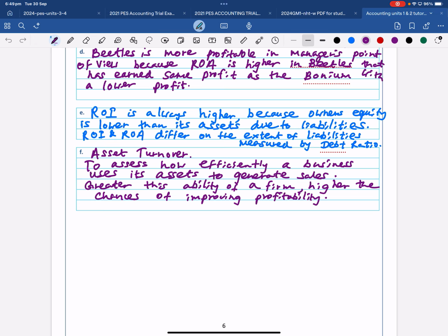Also, instead of saying assets turnover, can you start with assessing, or do I have to state that? Yes, you have to state it, otherwise we don't know what you are talking about. Examiners don't know. Basically, try to write it like that. So we have to write subject, verb, object, and in that format write it.